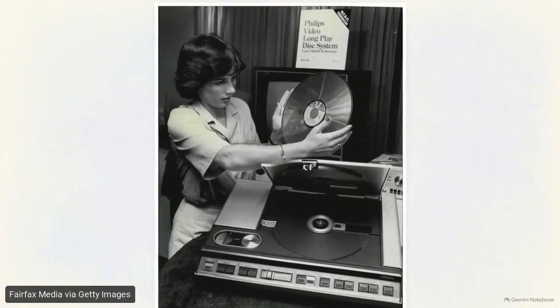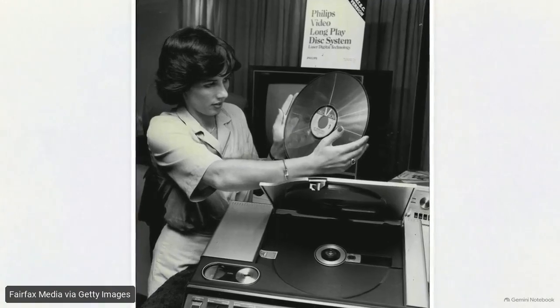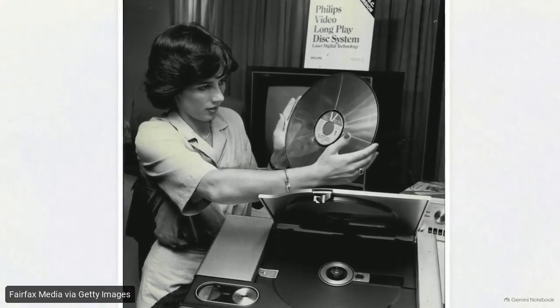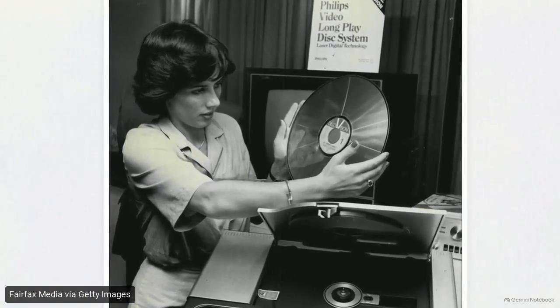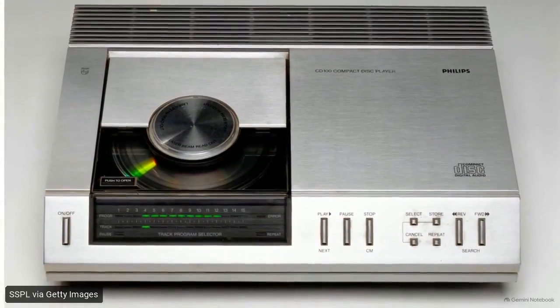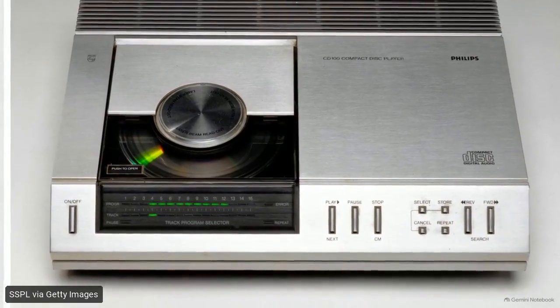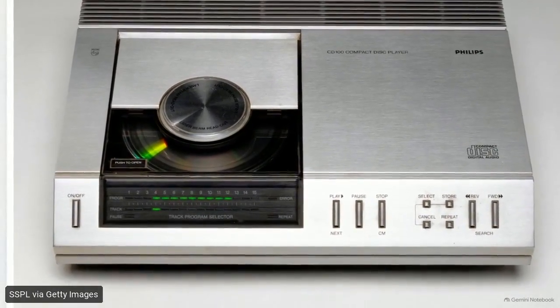When optical media first arrived to hold standard definition video, the discs were massive. They measured 12 inches across, requiring record player-sized hardware. The industry eventually standardized around a much smaller, more efficient form factor. The compact disc shrank that footprint down to exactly 12 centimeters.